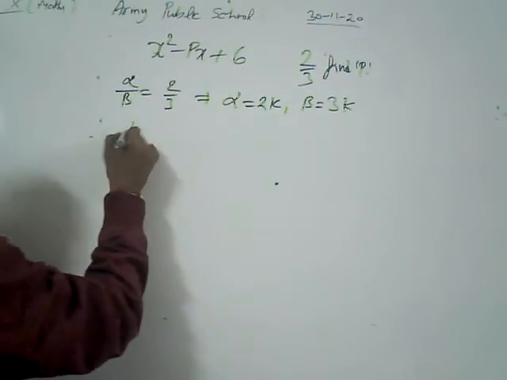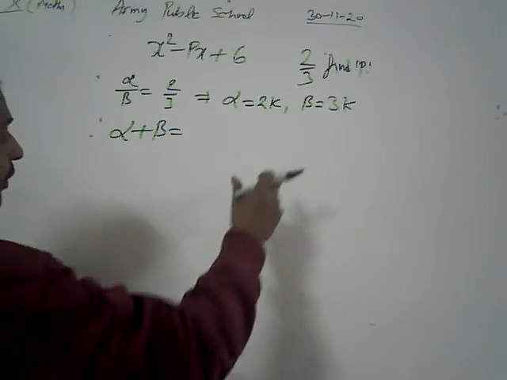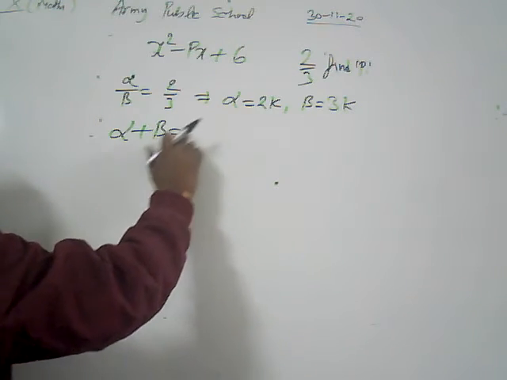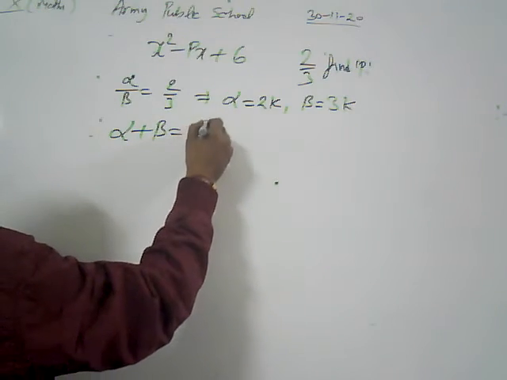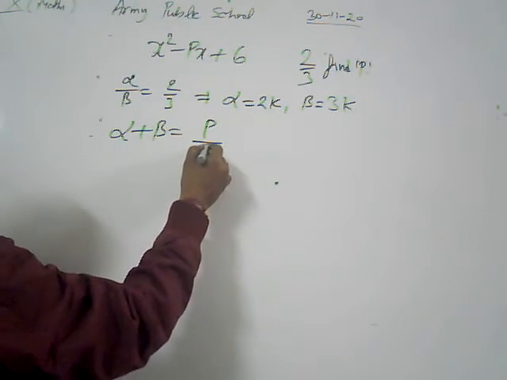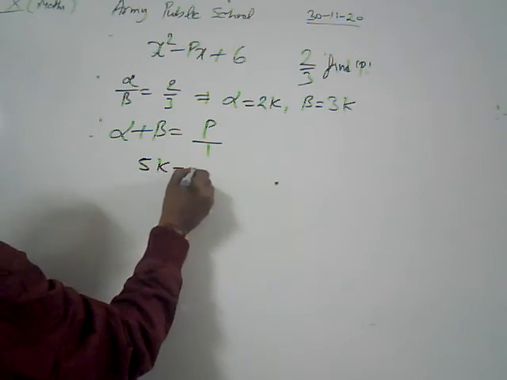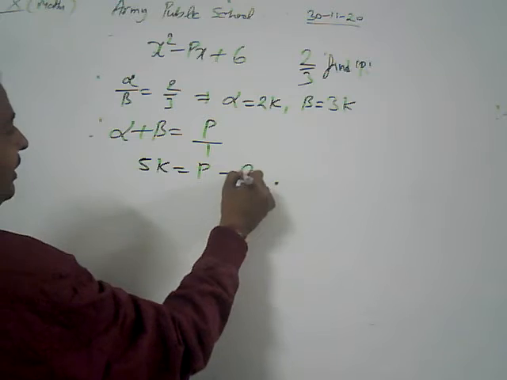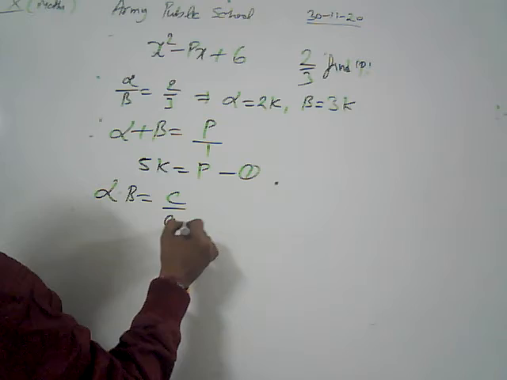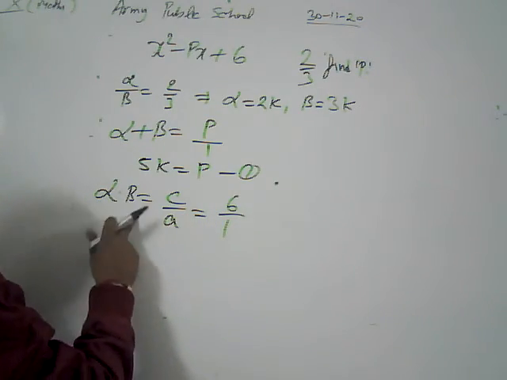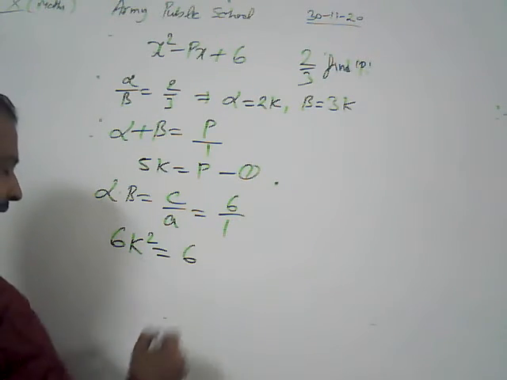Now the sum of zeros, alpha plus beta, is what? We have to find the value of p there. Alpha plus beta is minus b by a, the value of b is p, so it's minus of minus p, and a is 1. Alpha plus beta means 2k plus 3k, so we get 5k is equal to p. Also alpha into beta is equal to c by a, the value of c is 6, a is 1, alpha into beta means 2k into 3k, we get 6k square is 6.